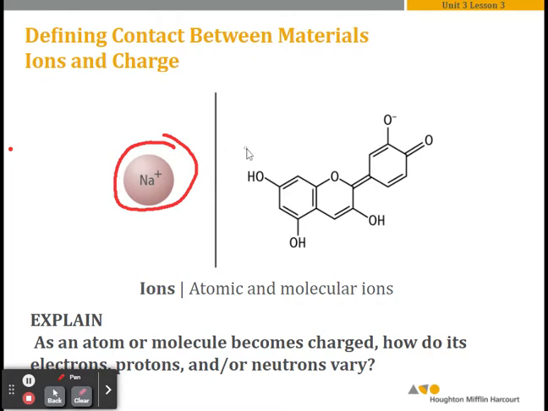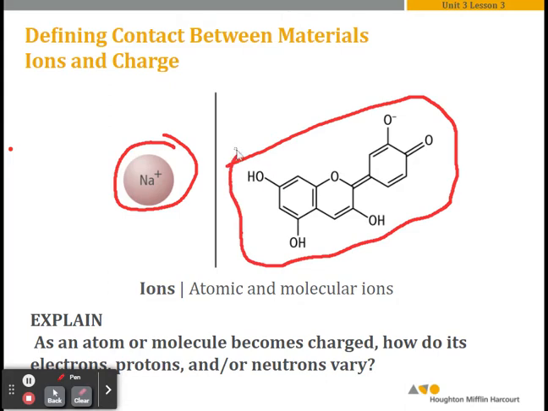On the right side, we see a more complex molecule. Okay, and molecules can also gain or lose electrons to become ions, to become charged particles. In this case, we have a negative charge. We have one extra electron in this whole molecule, and so this becomes a negatively charged ion.